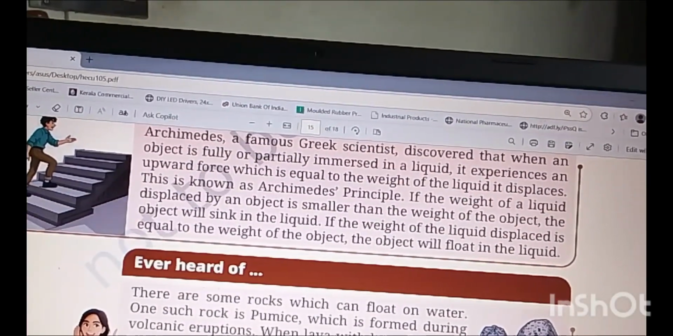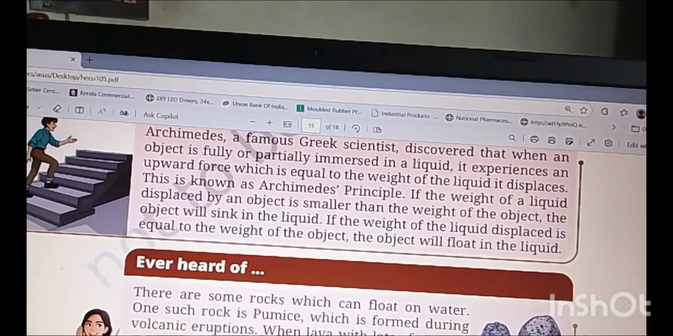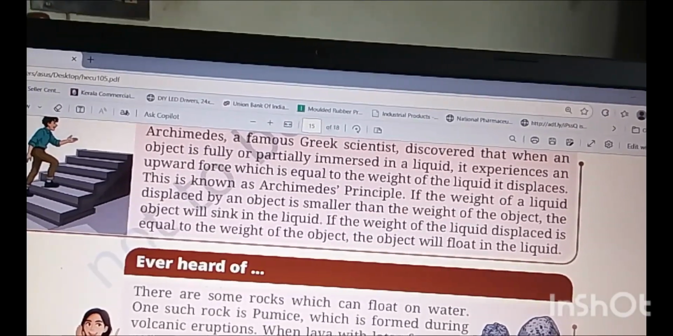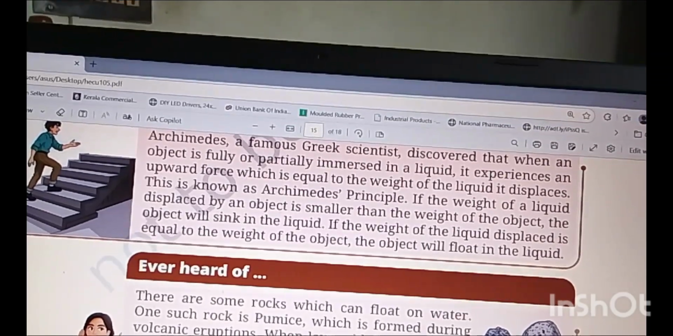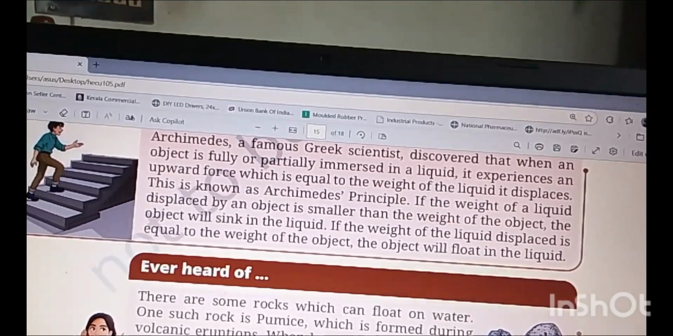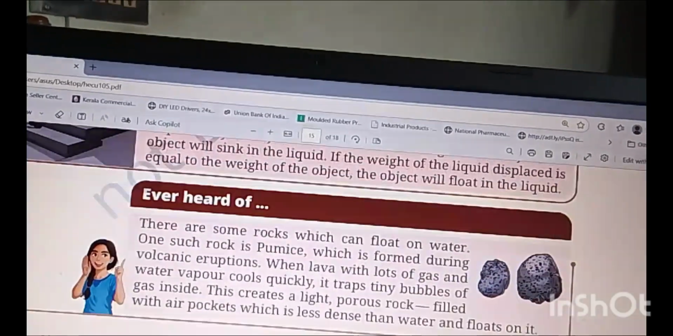Here they have shown a rock called pumice, formed due to volcanic eruptions. It has so many pores, which show tiny bubbles of gas inside. So even though it is a rock, it will actually float on water because it has so much gas inside.